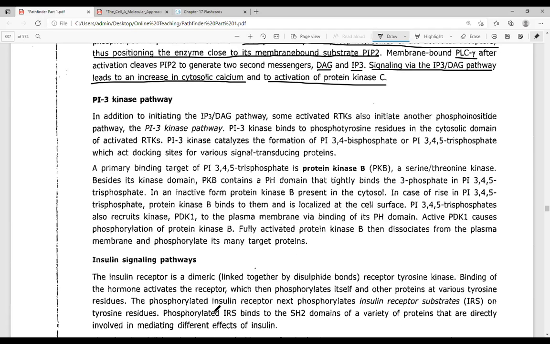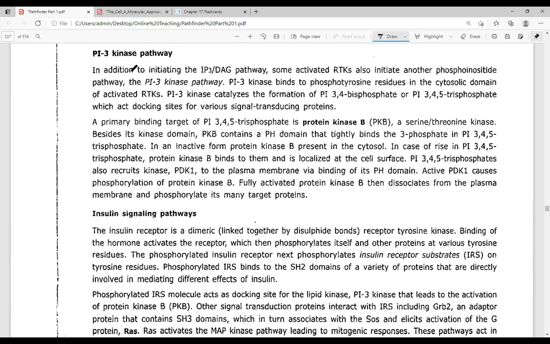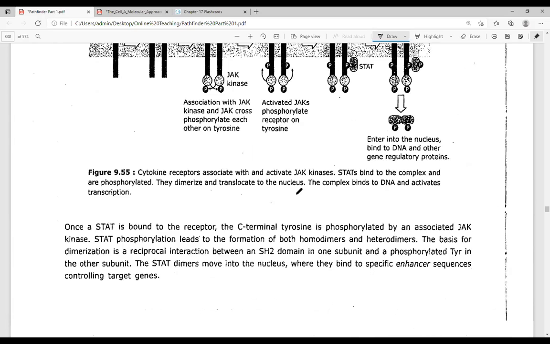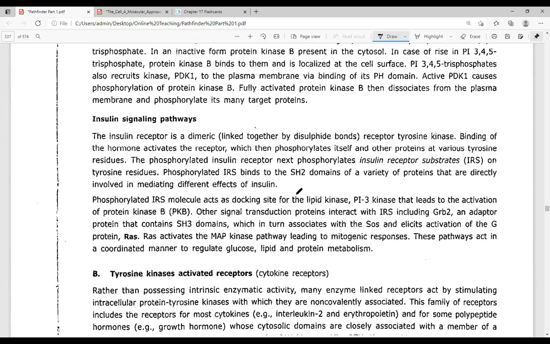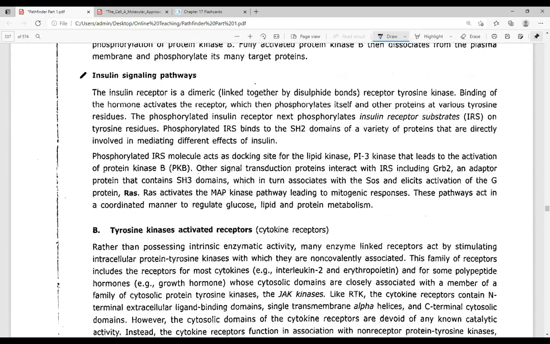Hopefully this would be clear to you. Then there is the PI3 kinase pathway and the insulin signaling pathway, as well as the nitric oxide pathway. Tomorrow we are going to look at how the insulin signaling pathway occurs in the cell. Hopefully this would be clear for you all.